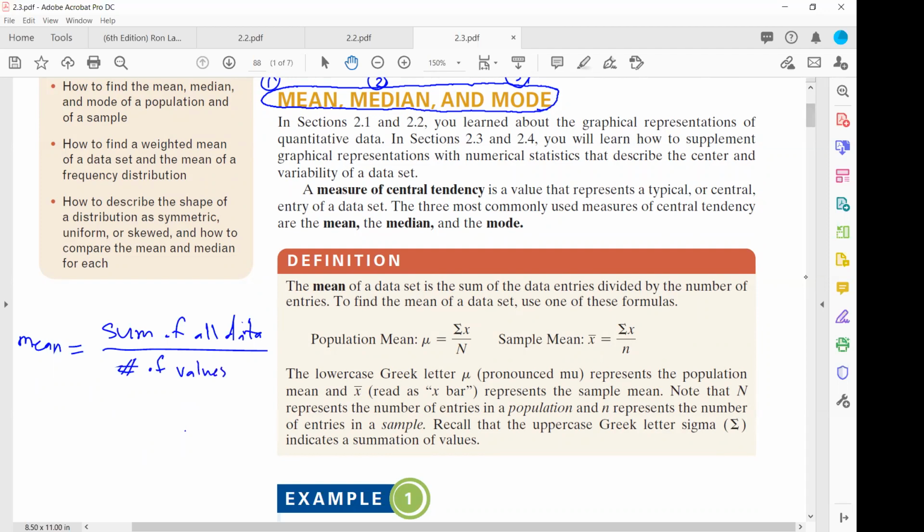values. Okay, when it comes to population, you have to use the Greek letter mu. Mu is equal to the sum of all x values, all numbers, divided by n. N is the total number of values in the collection.